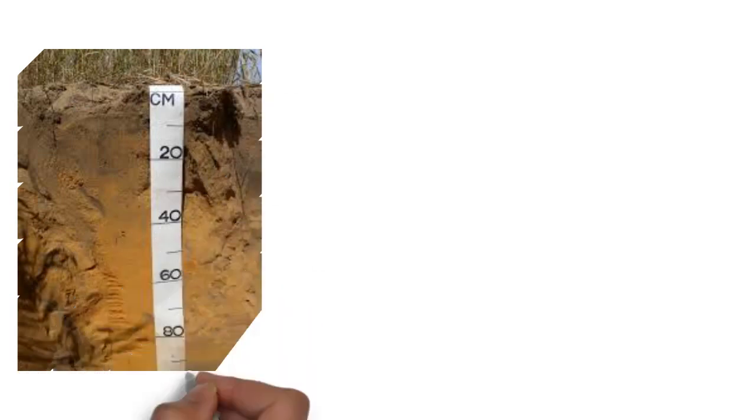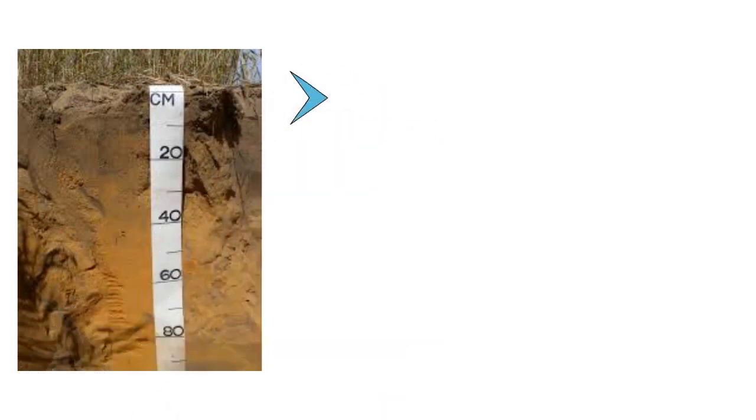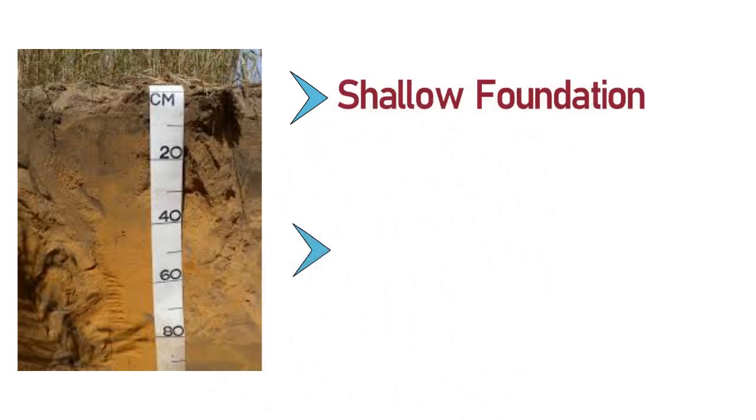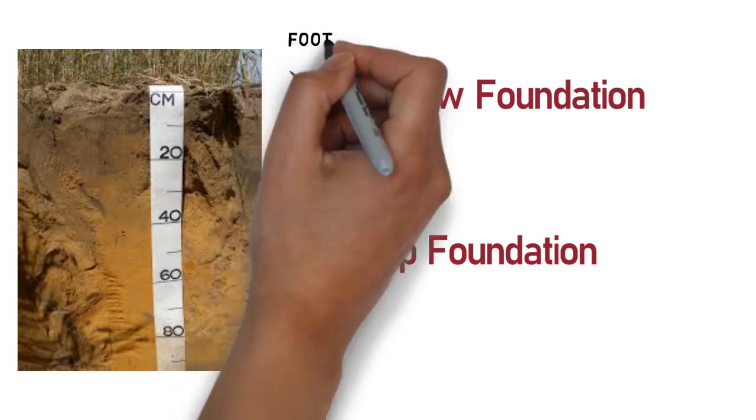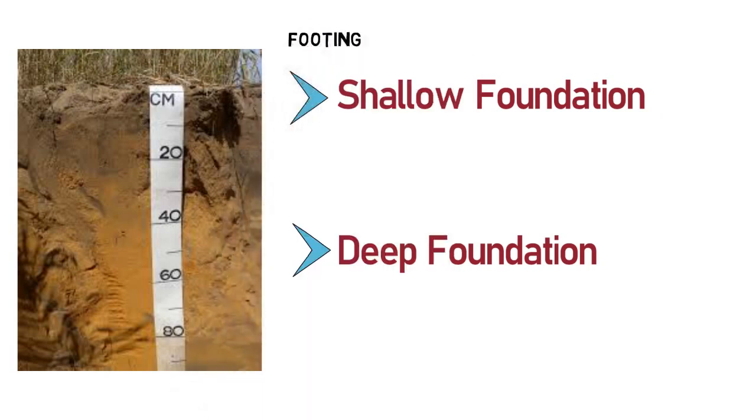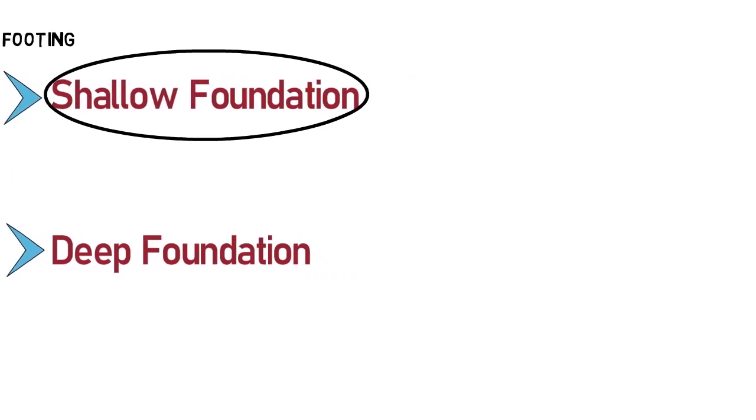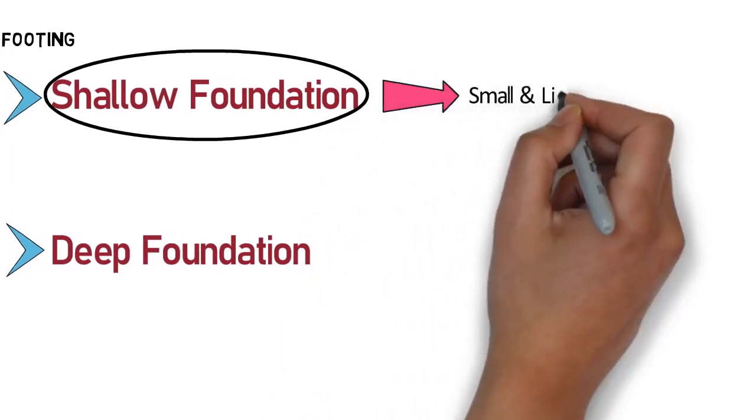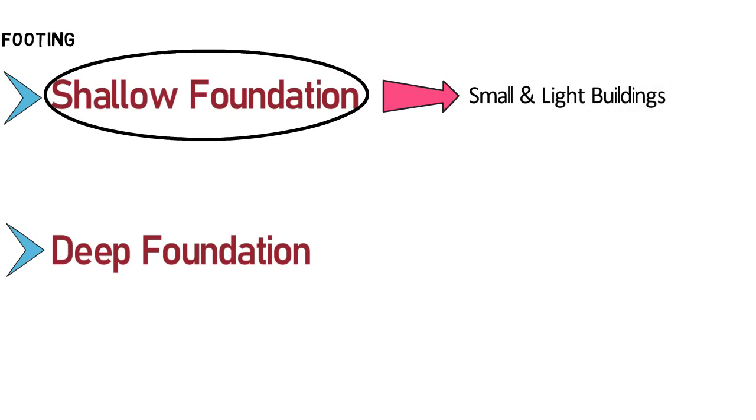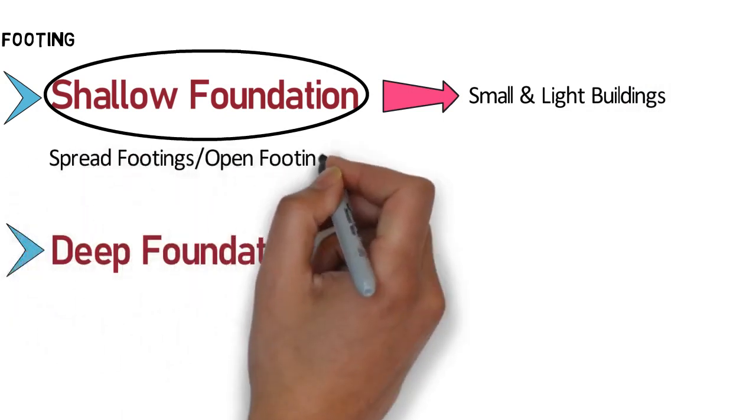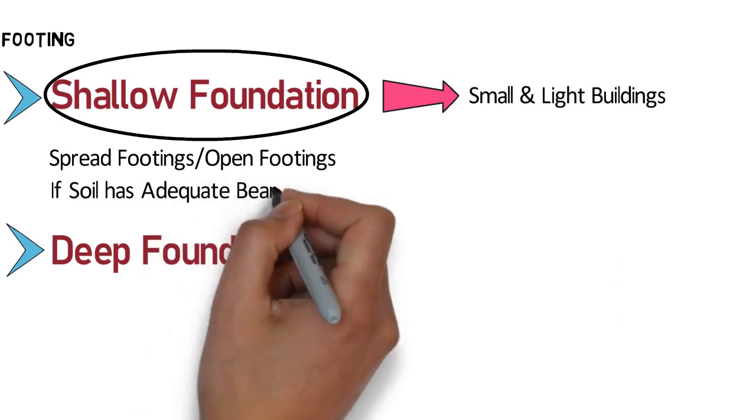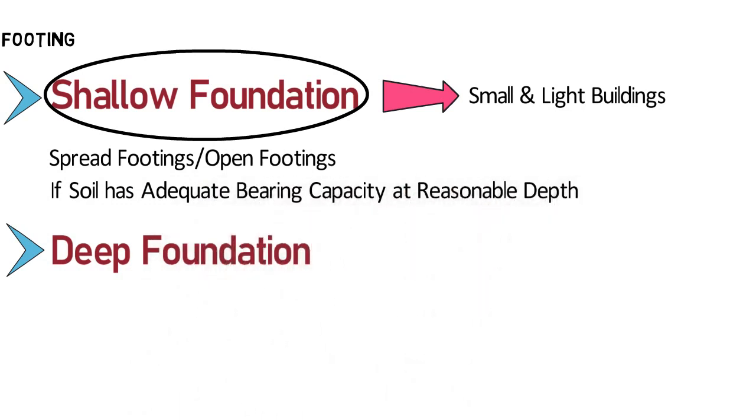Depending on the depth of soil in which the foundation is made, there are two types of foundations used in constructing buildings. One is shallow foundation and other is deep foundation. The term footing is generally used in conjunction with shallow foundations and not with deep foundations. Shallow foundations are used for small and light buildings. They are also known as spread footings or open footings. If the soil has adequate bearing capacity at reasonable depth, then shallow foundations are provided.